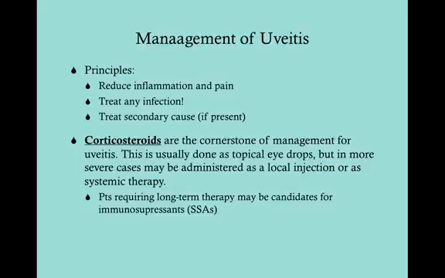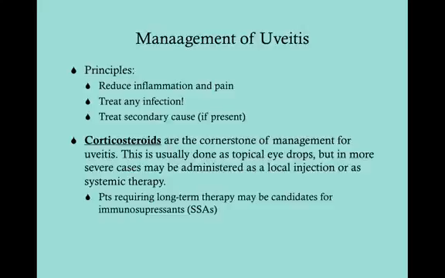So corticosteroids are the cornerstone of management for uveitis. And this is usually done as topical eye drops when we're talking about anterior uveitis, but in more severe cases of anterior uveitis, or if it's intermediate or posterior uveitis or panuveitis, you have to give either a local injection or systemic therapy. So eye drops can only be given for mild cases of anterior uveitis. If it's anything worse, or if it's intermediate or posterior or panuveitis, you're going to need to give an injection or systemic steroids.